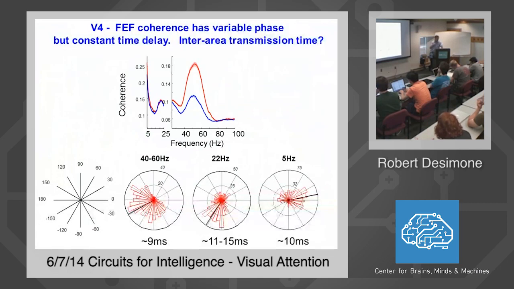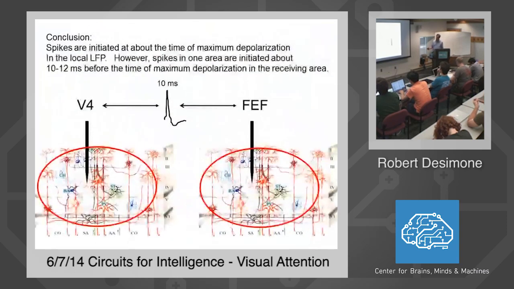So we're going to come back to this type of analysis, but it's a kind of analysis that's been used in other kinds of studies and with other kinds of data. Looking at the timing of phase relationships can tell you something about the interaction between the two areas. And what we have argued is that this constant time relationship is the time that's needed for spikes to actually get from one area to another. It's the conduction time plus the synaptic delays between one area and another.